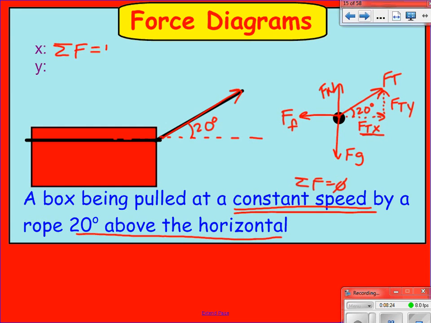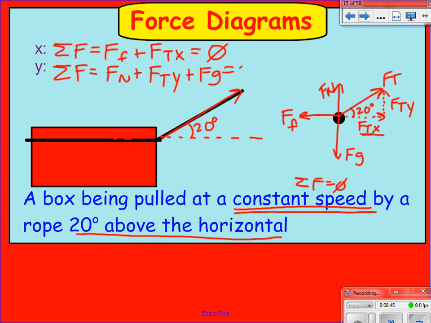So what would be the sum of the force formulas here? Well, for the x direction, the sum of the forces is only 2. There's force friction plus force tension x. And since it's moving at a constant speed, that tells me equilibrium, or 0. In the y direction, the sum of the forces is equal to 3, actually. There's force normal plus force tension y plus force gravity, and that is equal to 0 as well, since the box is not accelerating up or down.